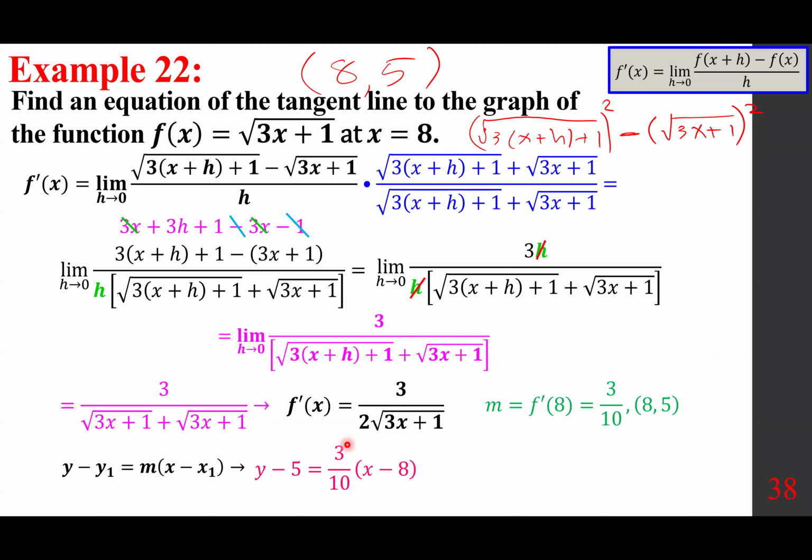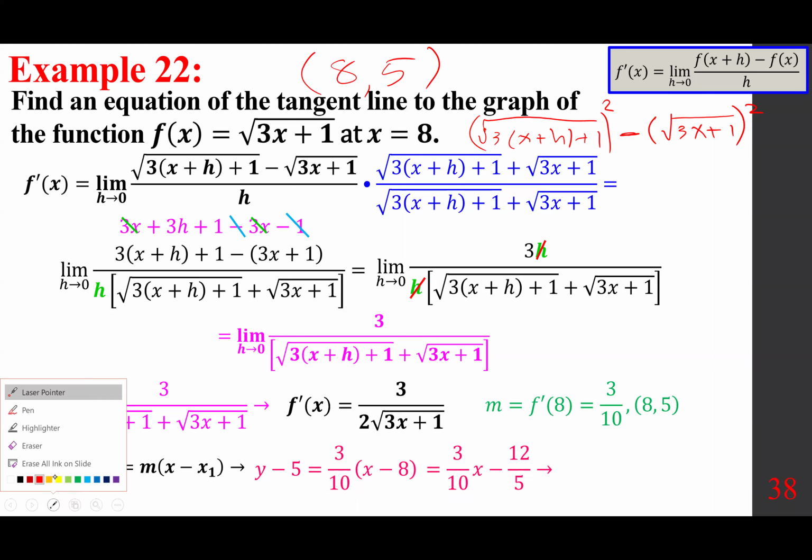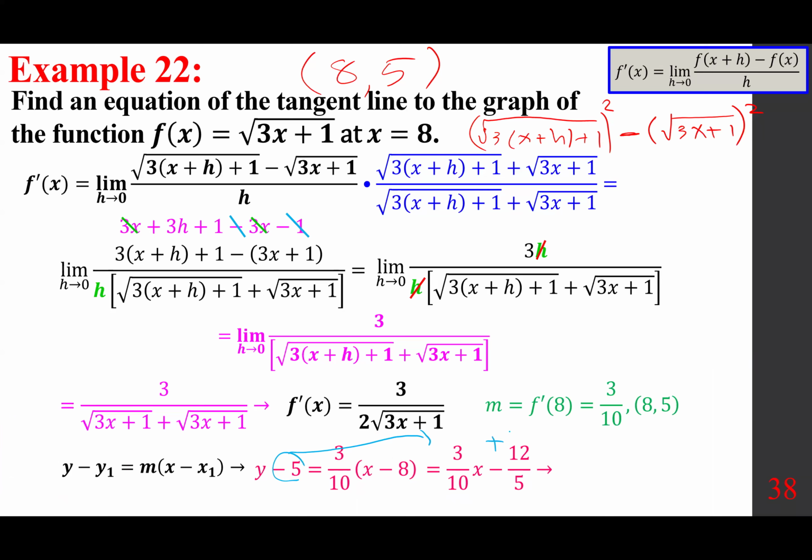So we are going to distribute. This is 3/10 of x. The product of these two is negative 24 over 10, which is negative 12 over 5. We move the negative over and it becomes positive 5, which is 25 over 5. And y becomes 3 over 10 x plus 13 over 5. And you can always plug this in. When it works, it means this process has been done correctly. It doesn't say anything about the differentiation.